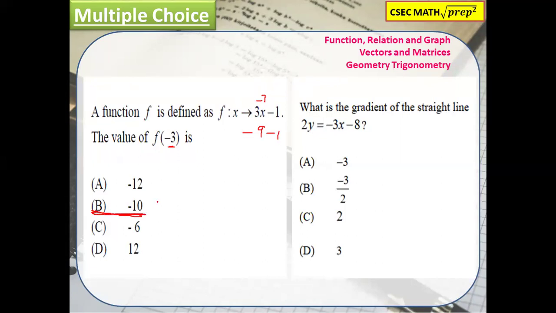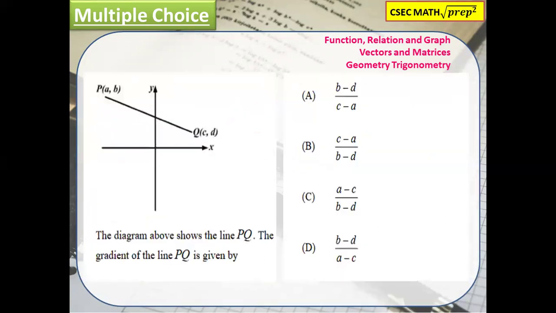All right. The gradient of the straight line is given. This is similar to our previous question, but this one is a little bit easier. All you have to do is divide this side by 2 and these other terms by 2, such that we're going to be having y all by itself here, and now we have the gradient obviously in the general form here. So it's minus 3 over 2 again.